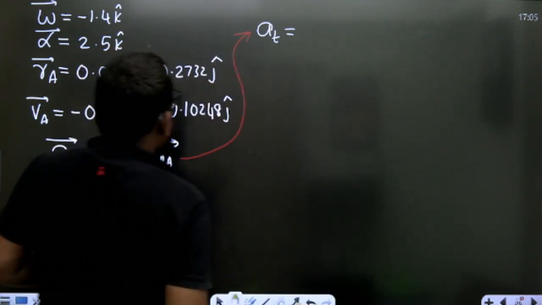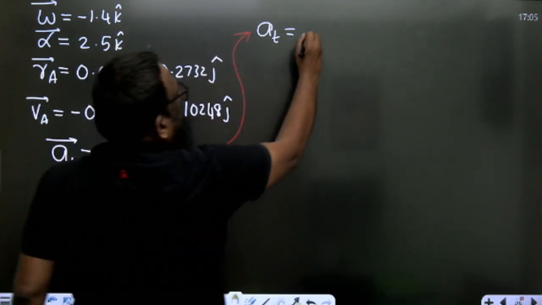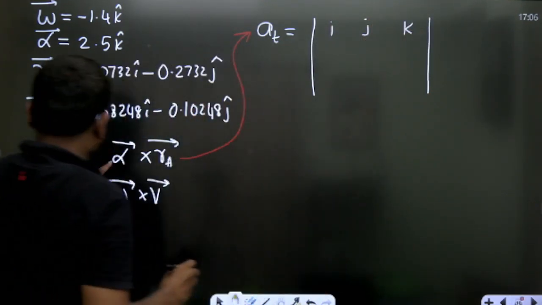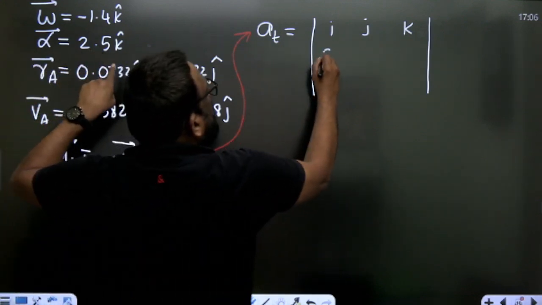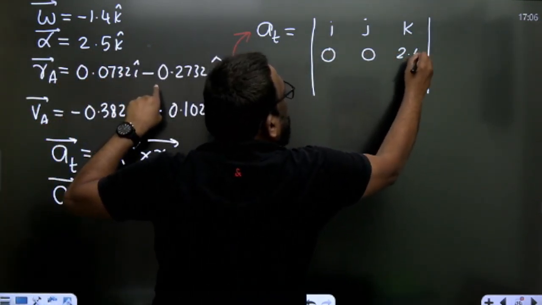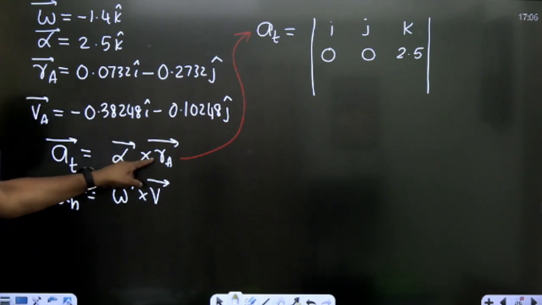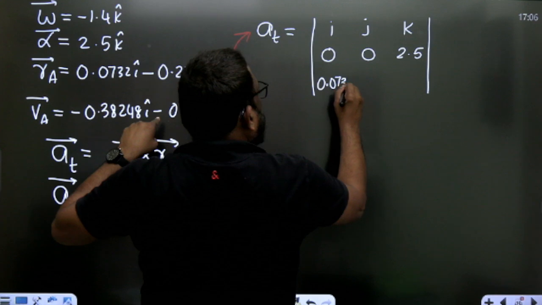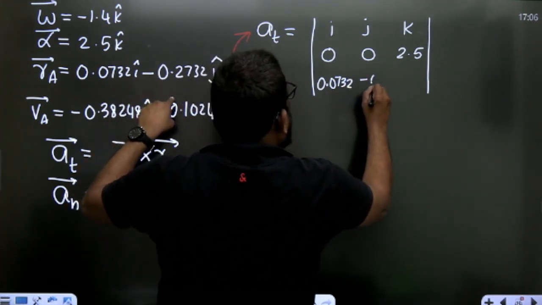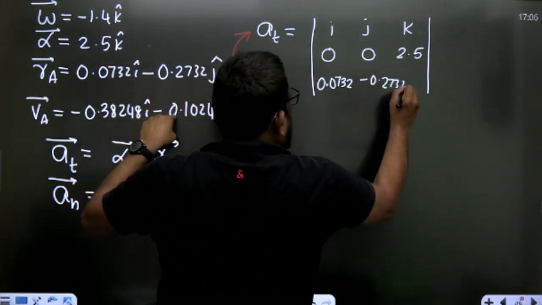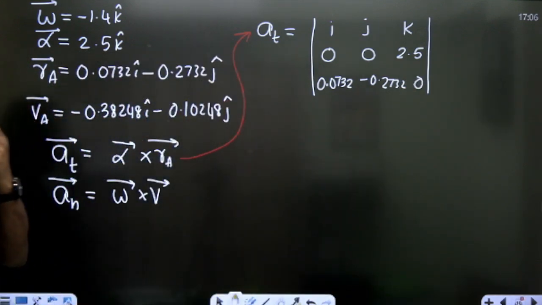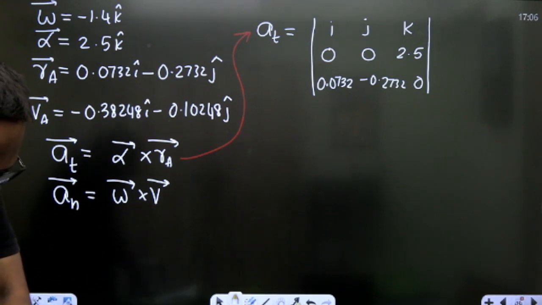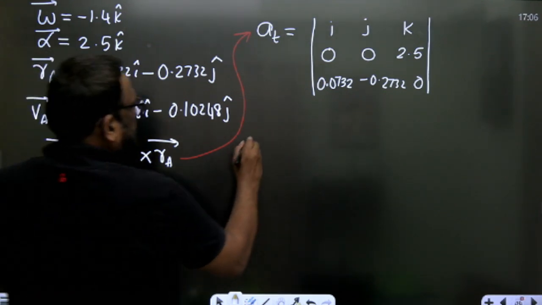Very good, students of India. So tangential acceleration is alpha cross r_A. What is alpha? It is 2.5 k cap. What is r_A? It is 0.0732 minus 0.2732 j; there is no k. I think it is correct. Please check once whether this is right or wrong. 0.0732 minus 0.273. Yes. Let us calculate tangential.